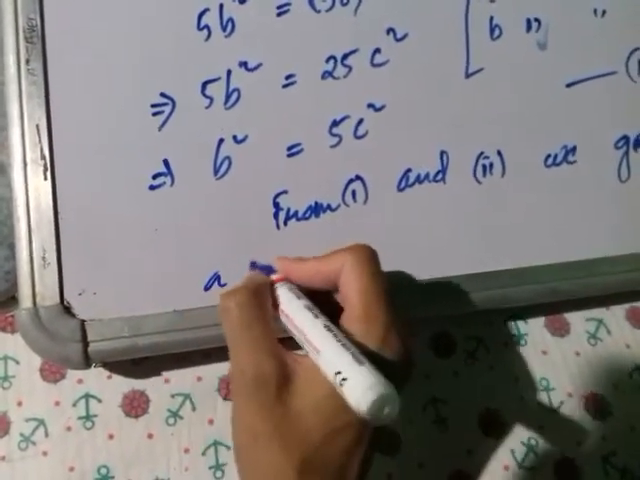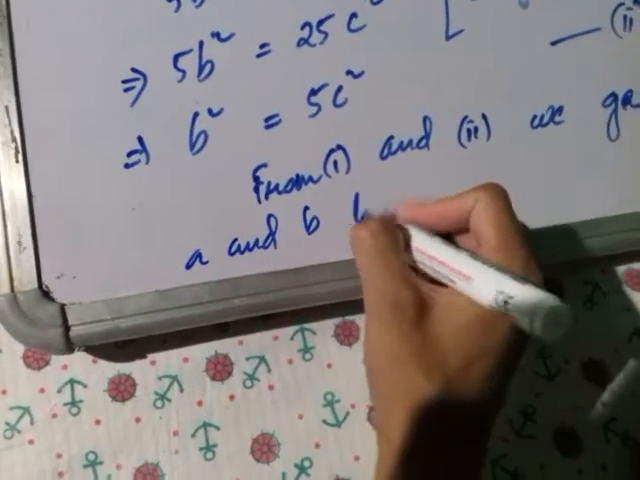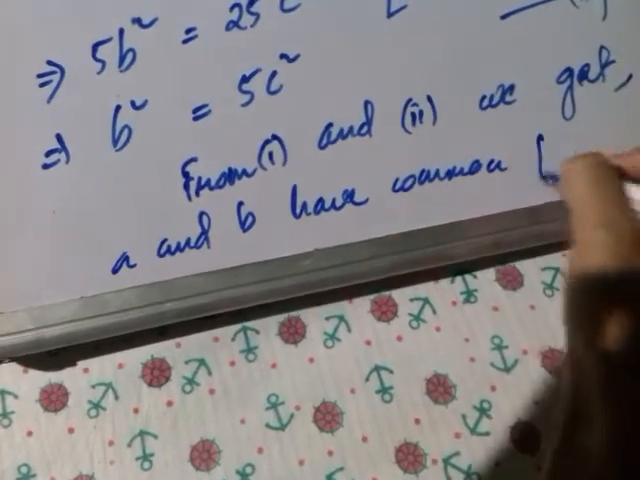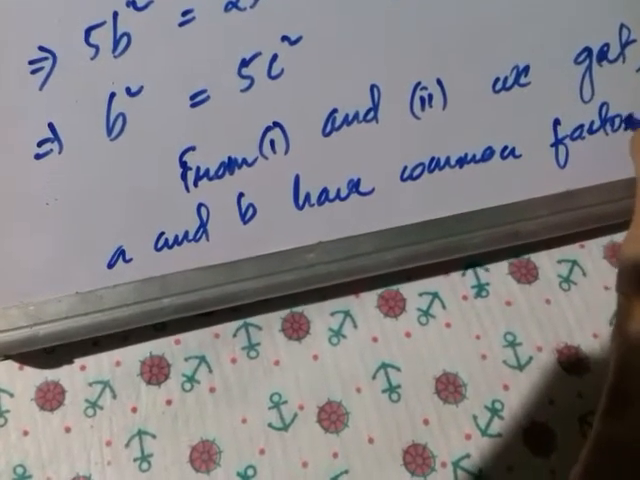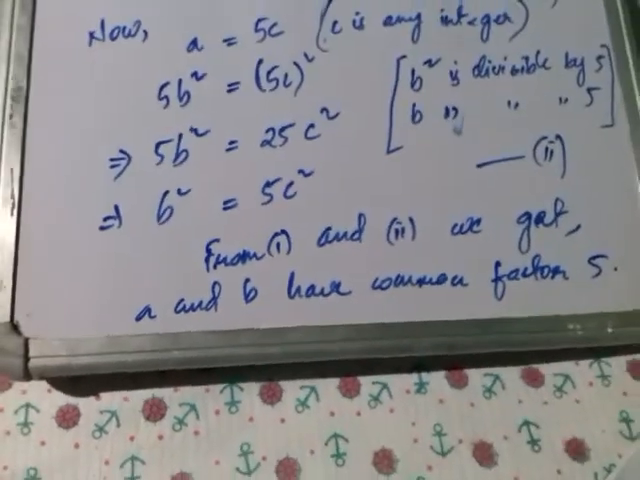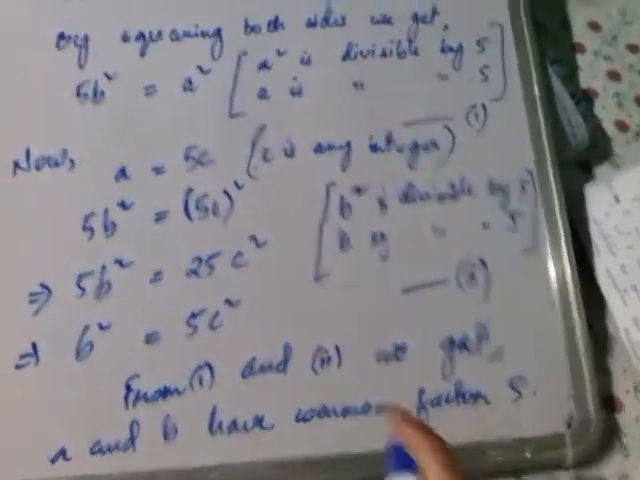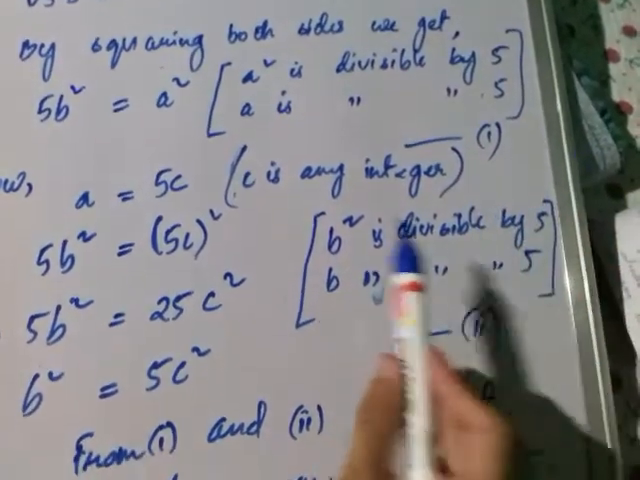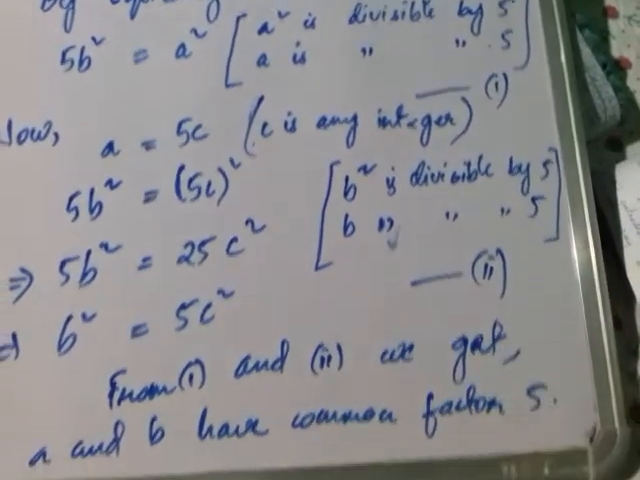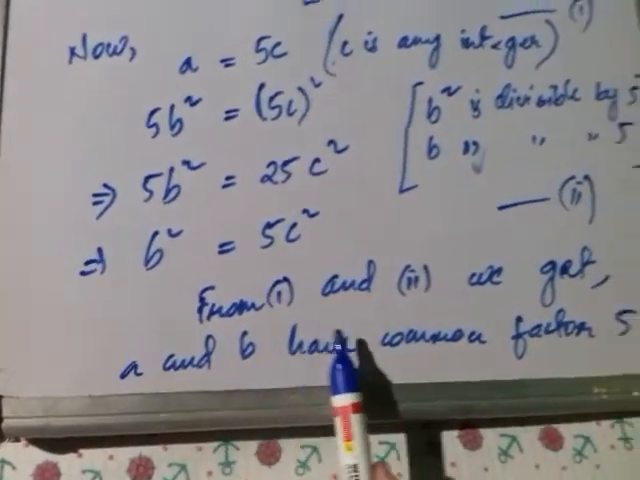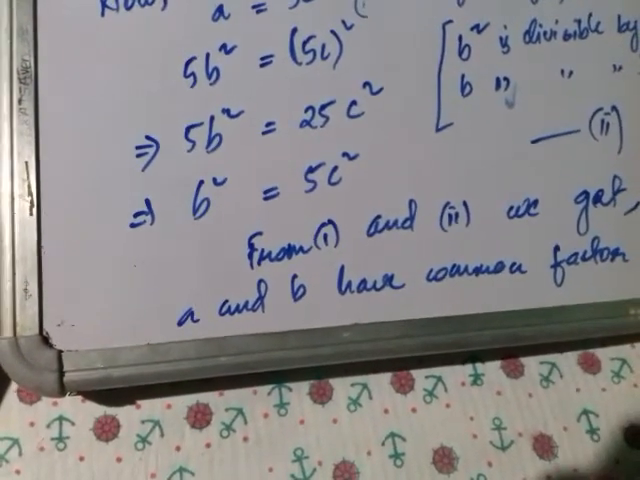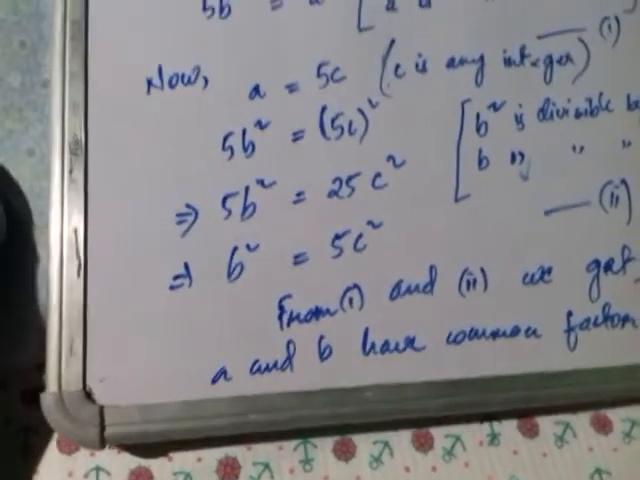Okay, A and B have common factor 5. Okay, so A and B have the common factor 5. That means A square is divisible by 5, A is divisible by 5, B square is divisible by 5, B is divisible by 5. That means A and B have a common factor, that is 5. Okay, so after that, what will you do here?